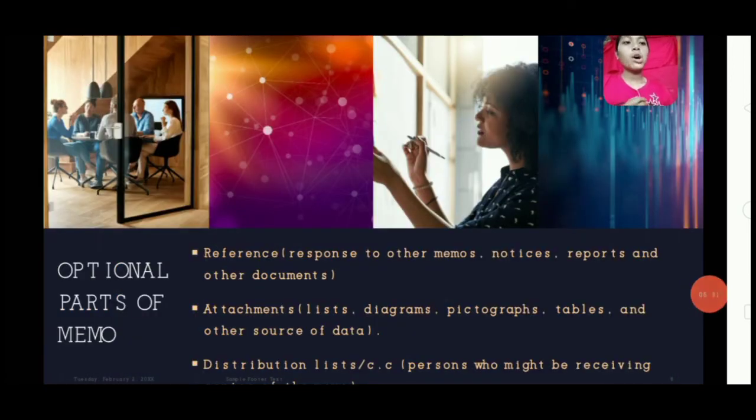So there are also optional parts of a memo. First, reference, for example, response to other memos, notices, reports, and other documents. Next is attachment. Provide all information or additional details, for example, lists, diagrams, spectrographs, tables, and other sources of data. Next is distribution list or CC, persons who might be receiving copies of the memo. CC is someone in addition to the person addressed.